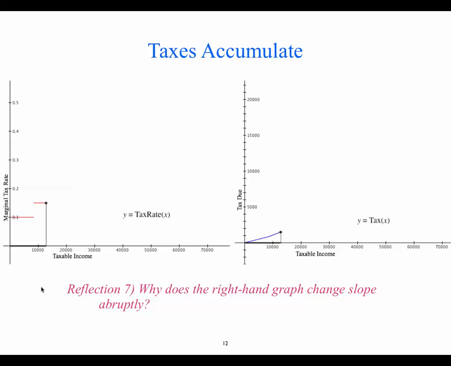Daniel, you want to try again? Go ahead. Because the tax rate changes. Right. The tax rate jumps, so then we see that change in rate as an abrupt change in slope.